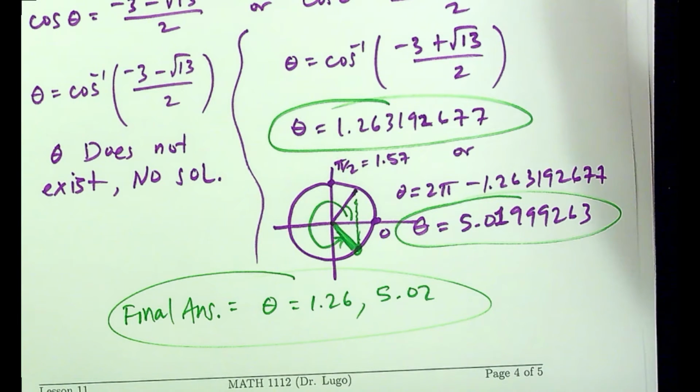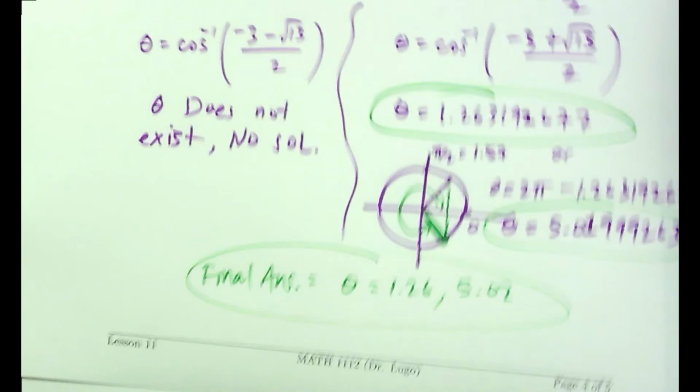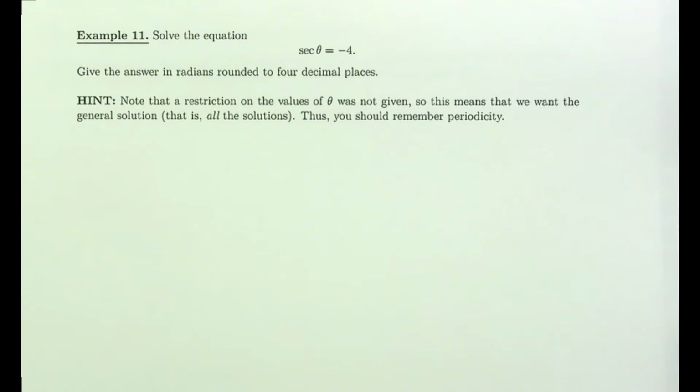Okay, and the last example that I have here is to solve the equation secant of theta equals -4. For this one, we're going to round to 4 decimal places. Okay, all of the equations that we have done so far have been in terms of either sine, cosine, or tangent, because those are the easiest trig functions to deal with.